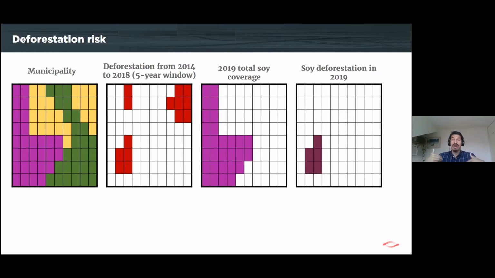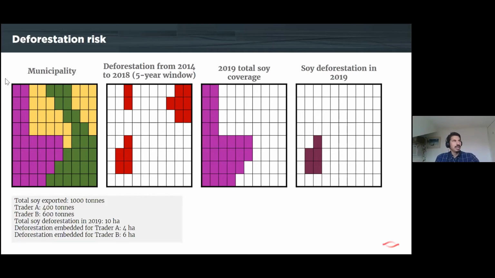Great. So then the next step is to allocate that risk, or that deforestation, to the companies that trade soy from these municipalities. So let's assume that this municipality traded around 1,000 tons of soy, and there were just two traders purchasing soy from that municipality. Trader A purchased 400 tons, or 40% of the soy produced in that municipality, and trader B 600 tons, 60%. What we do is we take this deforestation for soy, again 10 hectares, and we allocate it according to the volume that the company purchased from that municipality. So trader A purchased 40% from that municipality, they get 40% of the deforestation associated with soy, therefore 4 hectares. Trader B, 60%, therefore 60% of the risk, and 6 hectares.